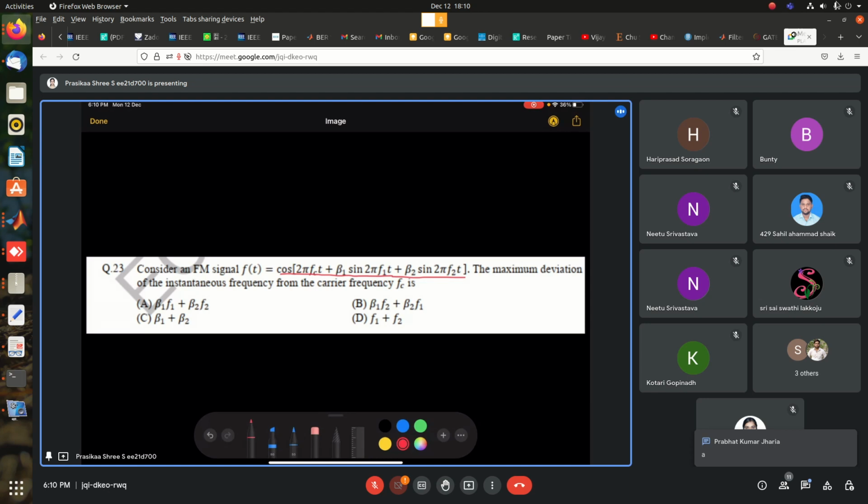They have given an expression for an FM signal. They are asking what is the maximum deviation of the instantaneous frequency f. Instantaneous frequency is nothing but fi, right?